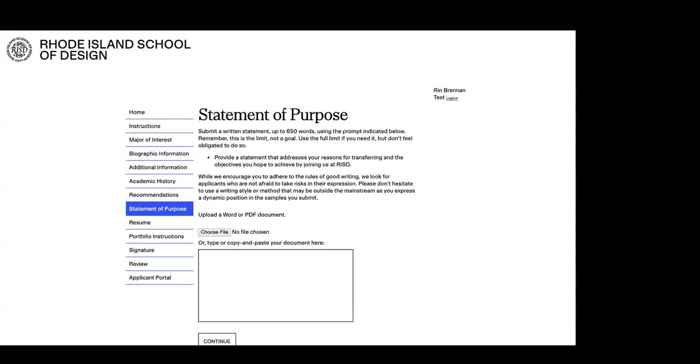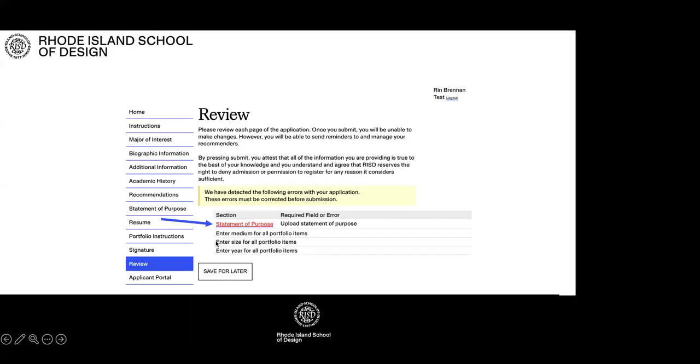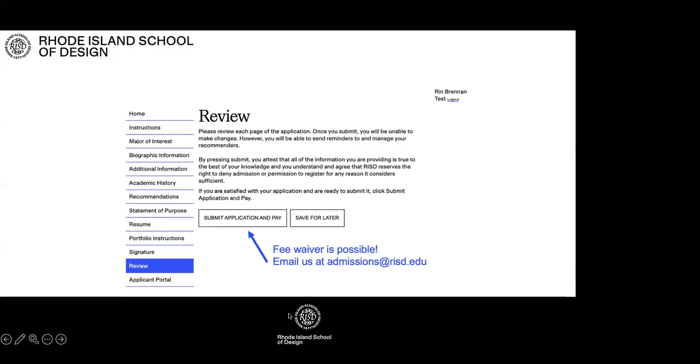You'll also notice that below resume is portfolio instructions. We're actually going to go over portfolio after we go over submitting the application. So we're going to talk about submitting. It's again very straightforward. You're going to see on the review page, it'll let you know what things you still have left to complete and what you're ready to save. So if this were my application, I need to go back in and submit my statement of purpose and some of these portfolio items. But after I've gotten all that cleared up, I should see a button that says submit application and pay. So that'll be your next step.